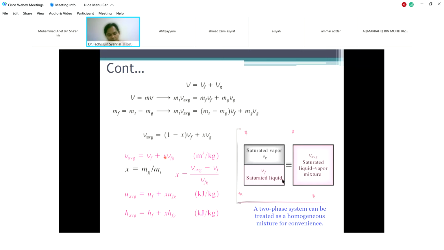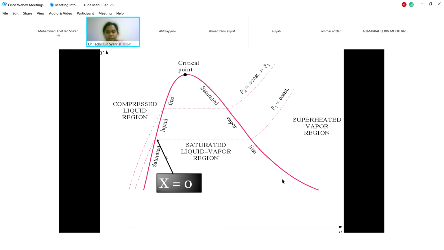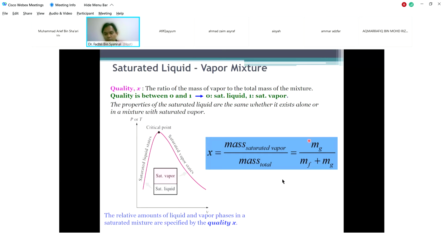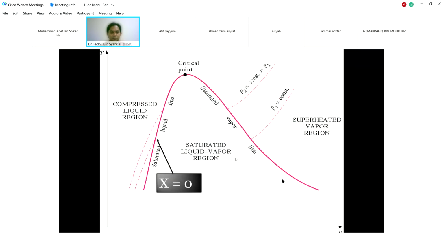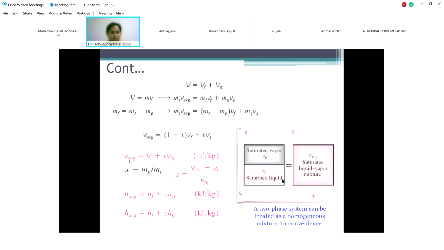X, we can look at the equation here. This is how we get the value of X: mass of the vapor divided by total mass. So, as I said just now, in order to determine any properties, for example, specific volume for the saturated liquid vapor phase, we have to use this equation. We have to solve this equation, then we can determine the specific volume.